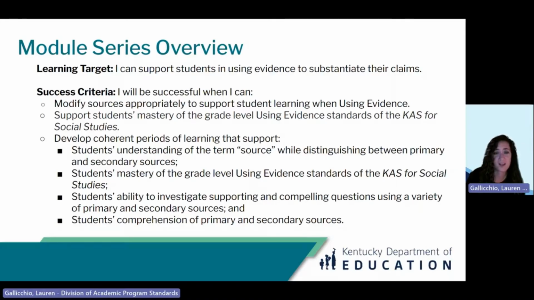The other success criteria are, I will be successful when I can develop coherent periods of learning that support students' mastery of the grade level using evidence standards of the CAS for social studies, a student's ability to investigate supporting and compelling questions using a variety of primary and secondary sources, and student comprehension of primary and secondary sources. If a student can't comprehend a source, they won't be able to engage with the social studies skills required of the using evidence standards. In order for students to do those sophisticated social studies skills, they must know how to understand the sources that they are looking at.